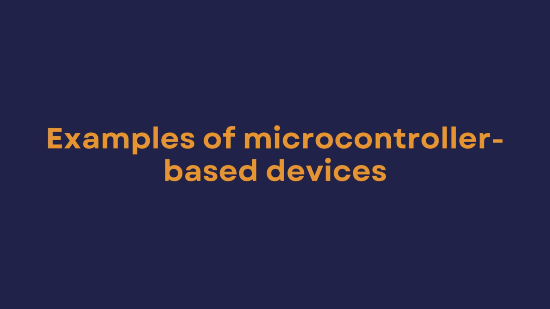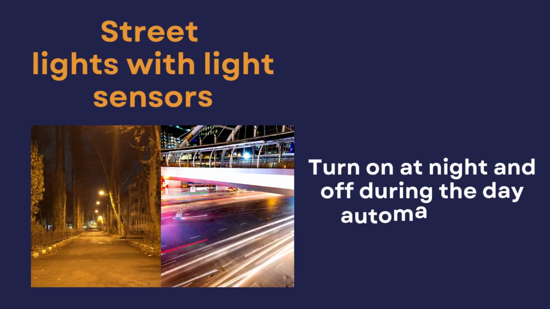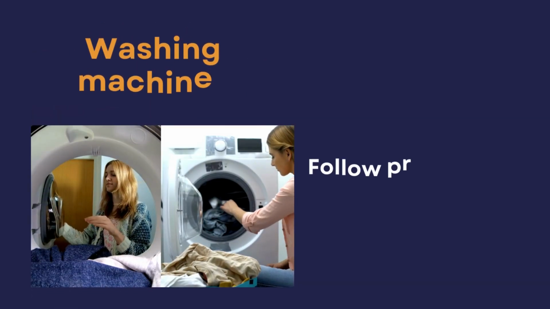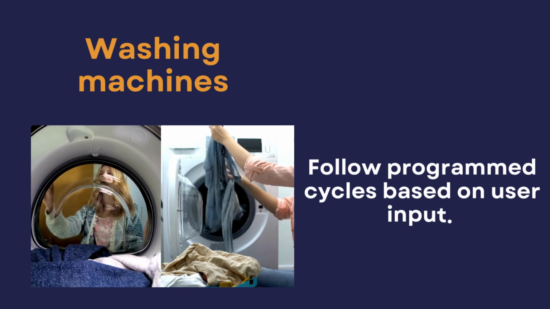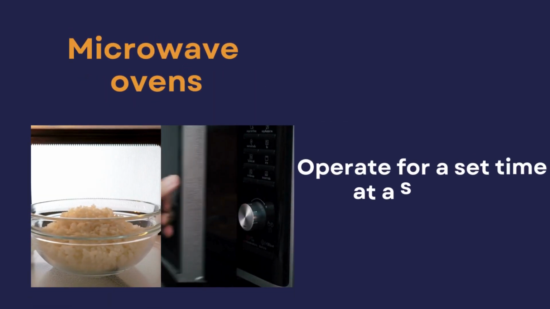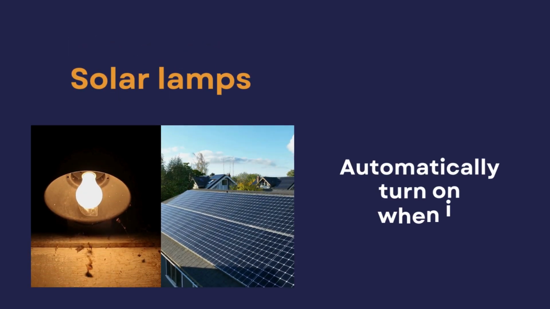Examples of microcontroller-based devices: streetlights with light sensors turn on at night and off during the day automatically; washing machines follow programmed cycles based on user input; microwave ovens operate for a set time at a specific temperature; solar lamps automatically turn on when it gets dark.